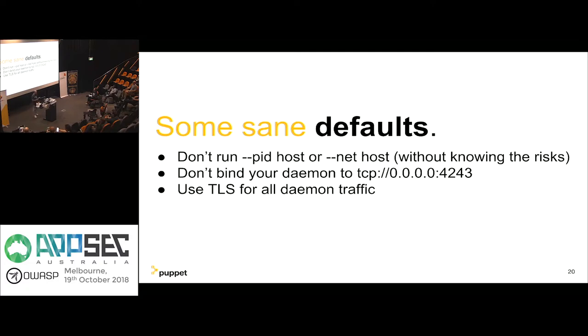Some sane defaults: again, we're going back to PID host and net host. If you're going to allow the OS networking stack to be loaded in the container, that could cause you issues if you don't understand what you're doing. If you bind any TCP port to 0.0.0.0, that's going to be an issue. If you don't use TLS for any of the traffic that you're sending over 0.0.0.0, that as well is going to be an issue.